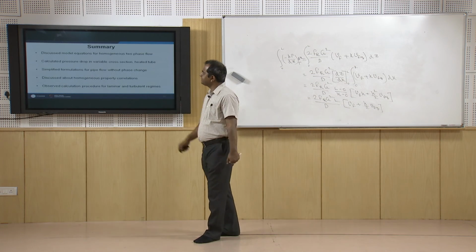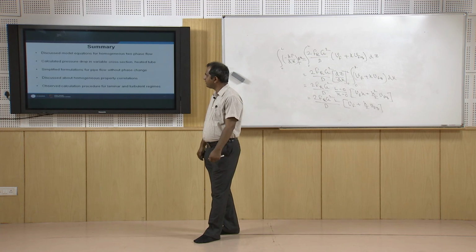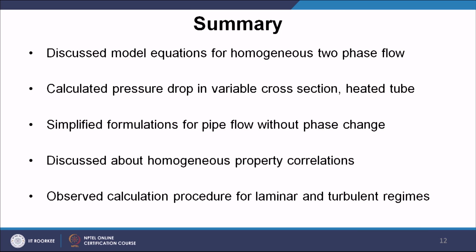To summarize, we have discussed the model equation for homogeneous flow. We have also shown how to calculate the pressure drop in case of phase change, in a variable cross section, heated tube. We have also seen some calculation procedures for laminar and turbulent regimes, how to find the frictional pressure drop for laminar and turbulent regimes.